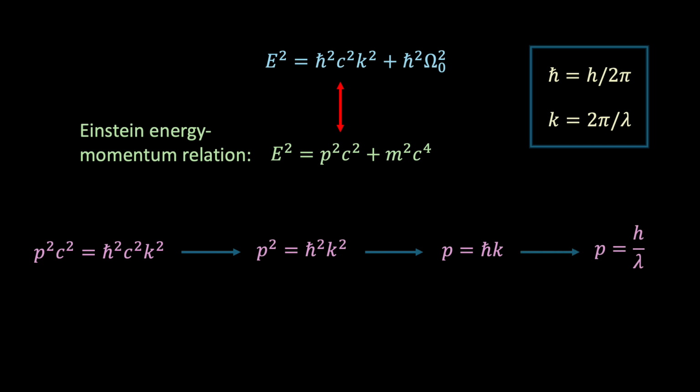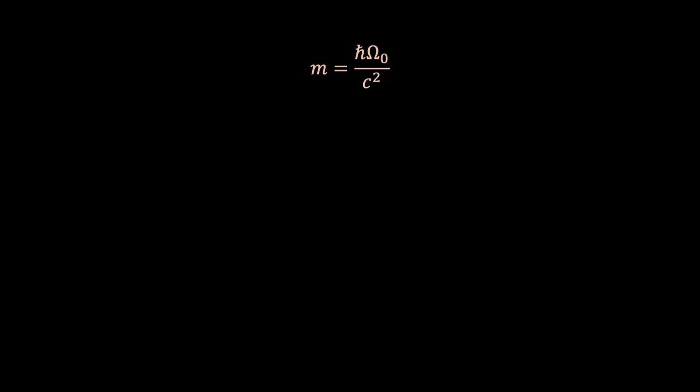But the magic doesn't stop here. If we compare the second terms on the right-hand side, we find the relation m squared c to the 4 equals h bar squared omega naught squared. And if we then rearrange for m, we find the following remarkable relation, m equals h bar omega naught divided by c squared. This is an astonishing result.